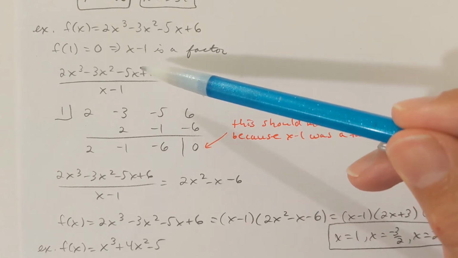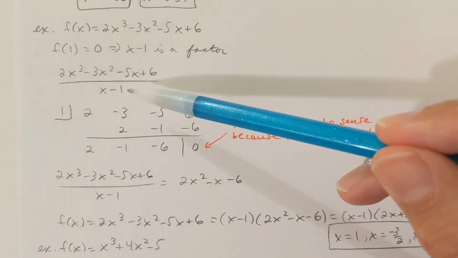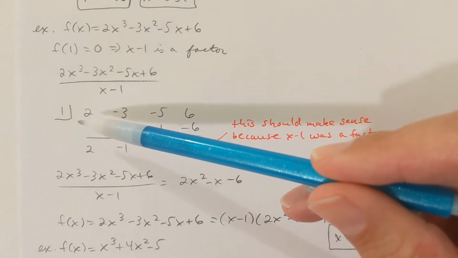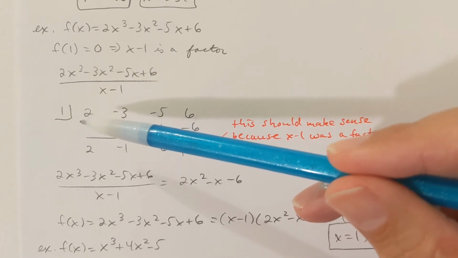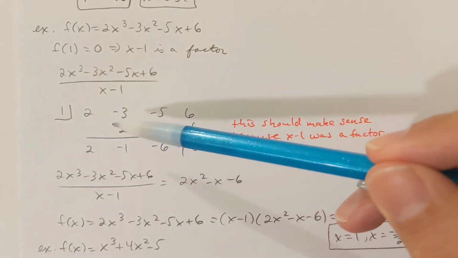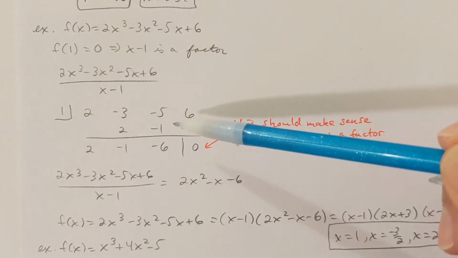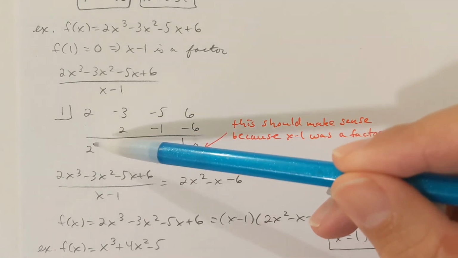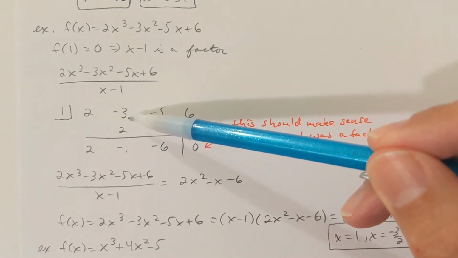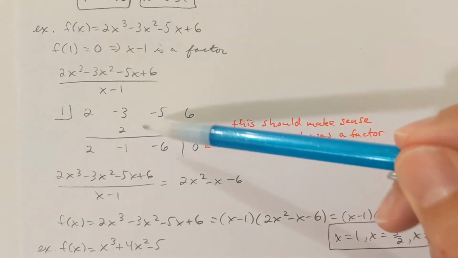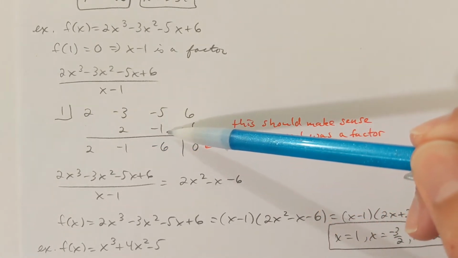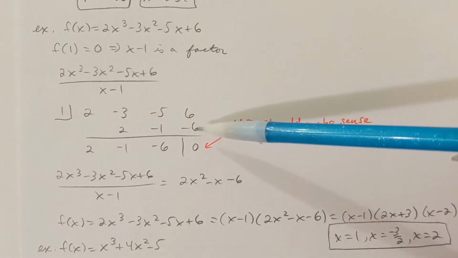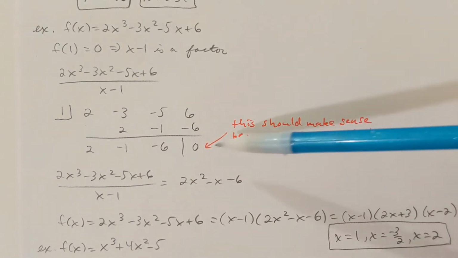Knowing that x minus 1 is a factor of f of x means that I can set 1 in the upper left-hand corner, and then I can use synthetic division if I want to divide this out. Bring the 2 down. 2 times 1 is 2. Negative 3 plus 2 is negative 1. Negative 1 times 1 is negative 1. Negative 5 plus negative 1 is negative 6. Negative 6 times 1 is negative 6. 6 minus 6 is 0. I get 0 left over.